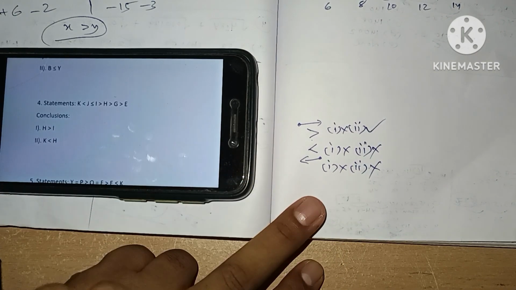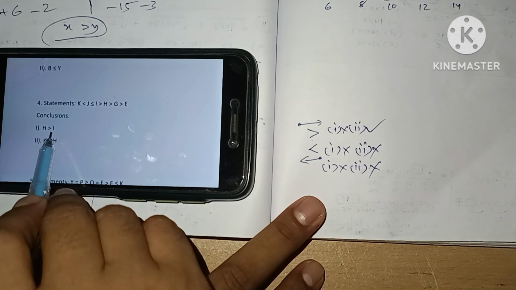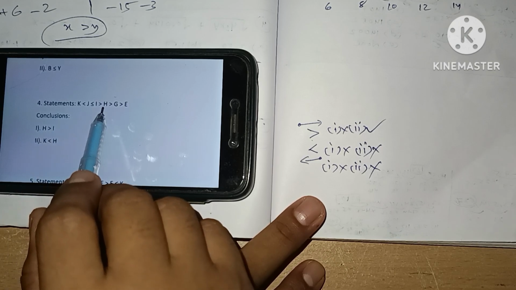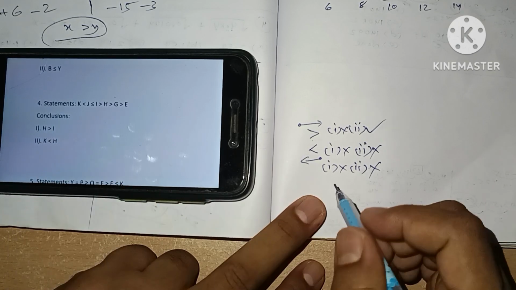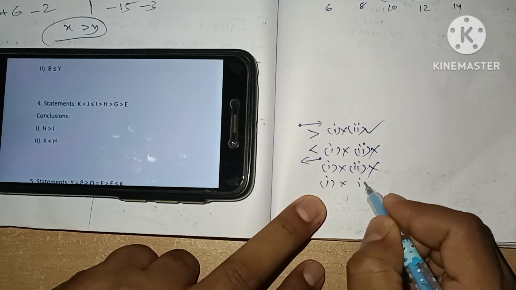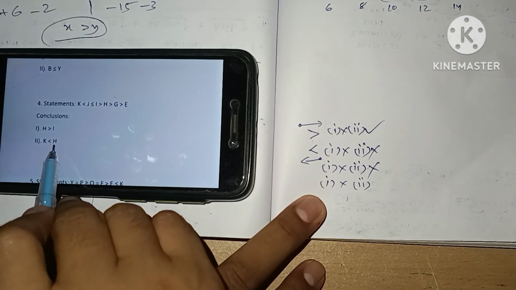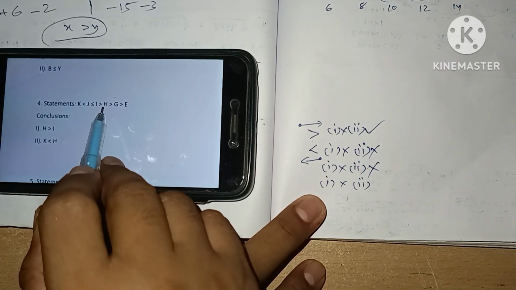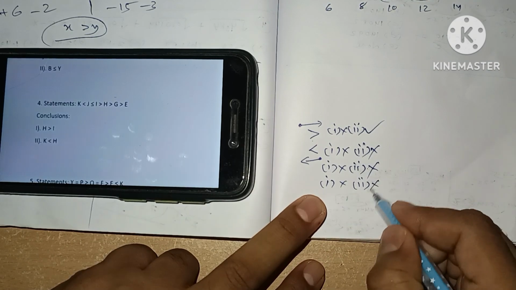Okay, let's see fourth question. The flow from H to I. From H there is no flow to I. So first conclusion is false. Second conclusion, the flow from H to K. From H there is no flow to K. So second conclusion is false.